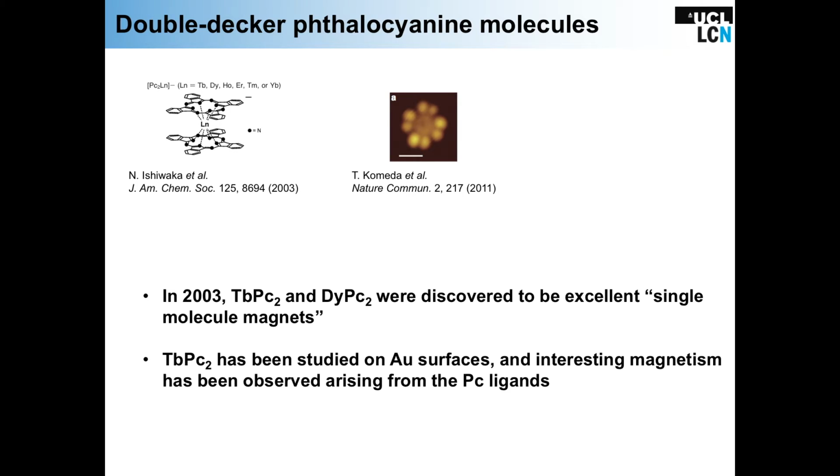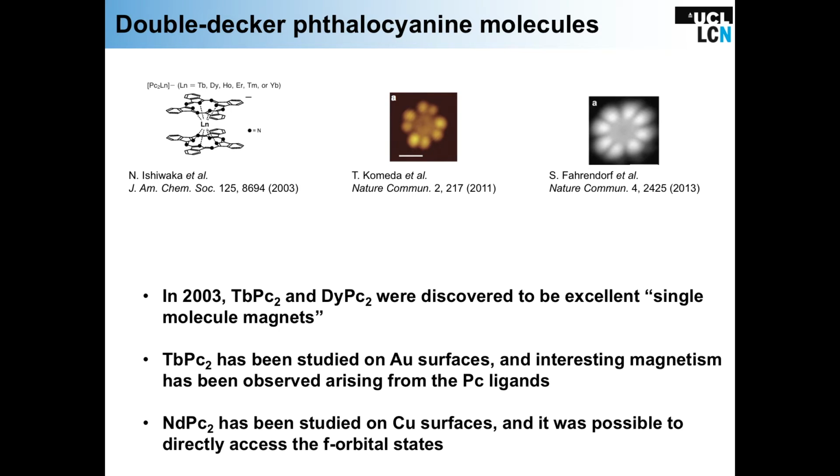Moving on, people tried to study these molecules individually using scanning tunneling microscopy, and in fact in 2011 they studied terbium double-decker phthalocyanine molecules on gold surfaces, and they found some very interesting magnetic phenomena. However, this magnetism arose not from the rare earth atom at the center, but actually from the phthalocyanine ligands themselves. More recently, people have looked at neodymium double-decker phthalocyanines on copper surfaces. Now, in these molecules, there isn't any magnetism. However, it is in these systems possible to access the f orbitals, which would be responsible for the magnetism in these systems, directly using scanning tunneling microscopy.